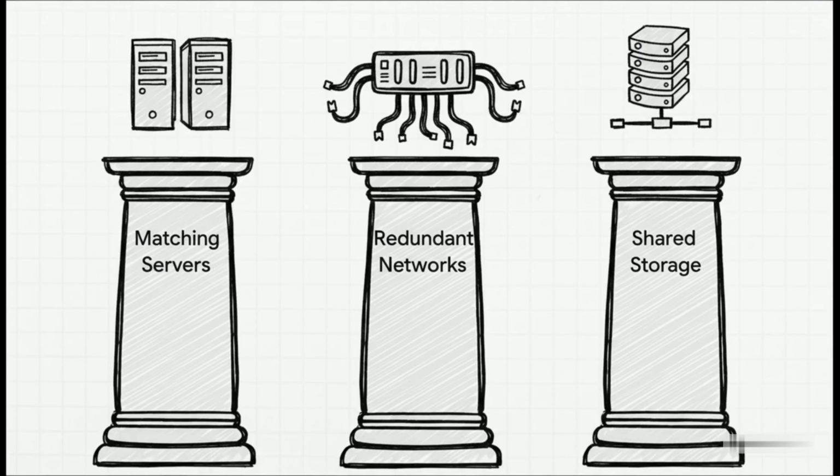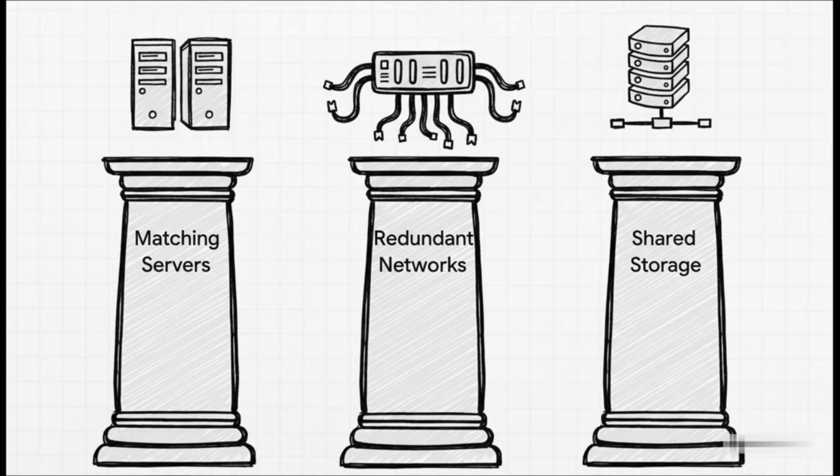First, you've got the servers themselves, the nodes. Now, ideally, you want these to be identical twins, or at least very close siblings with super similar components. Second, redundant networks. You can't just have one connection between them. You need multiple, separate paths so if one network goes down, they can still talk to each other.